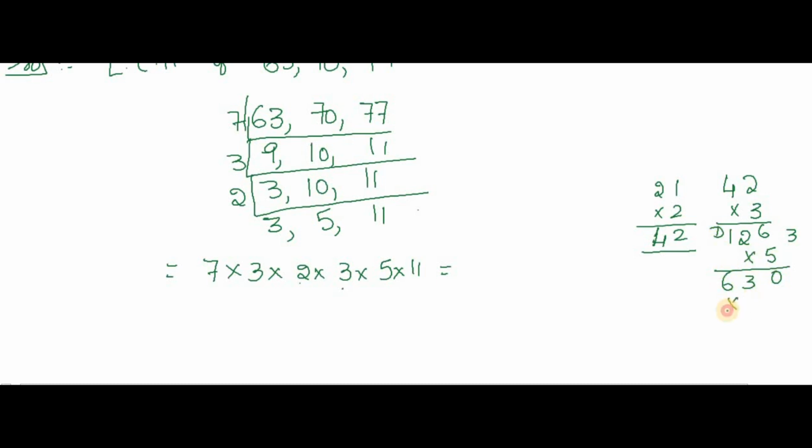Now multiply this with 11. You can just do a 2-digit multiplication, or you can directly go with the 11 table also. So here I am directly moving with the 11 table. 11 zeros are 0. 11 3s are 33. 11 6s are 66 plus 3, 69. So the answer is 6930 steps.